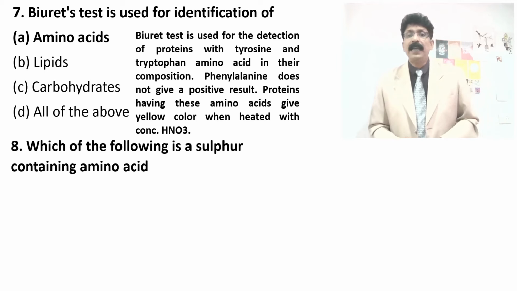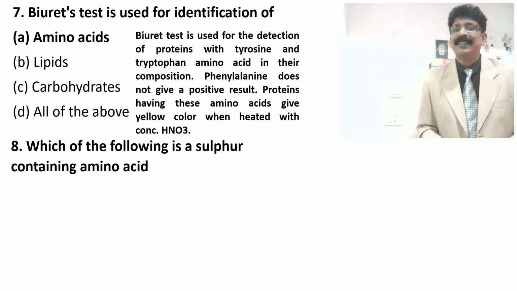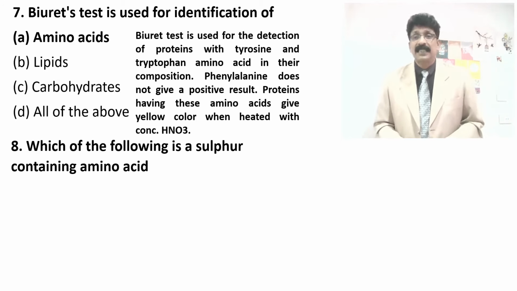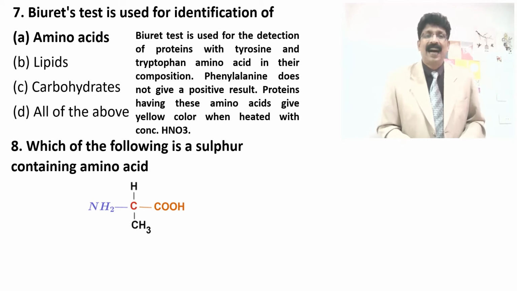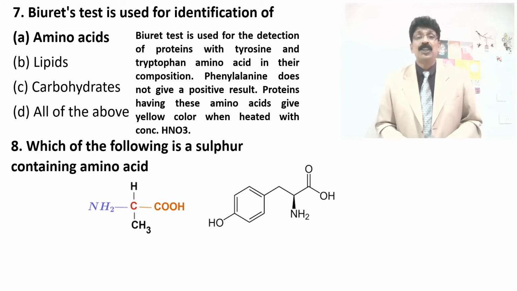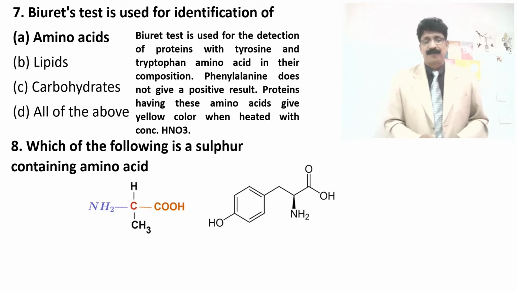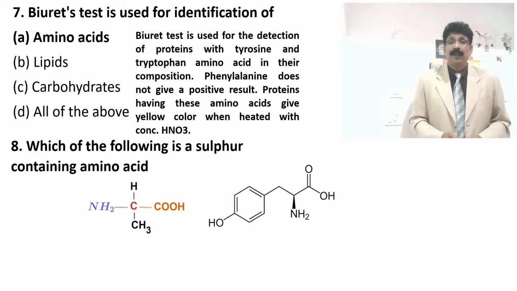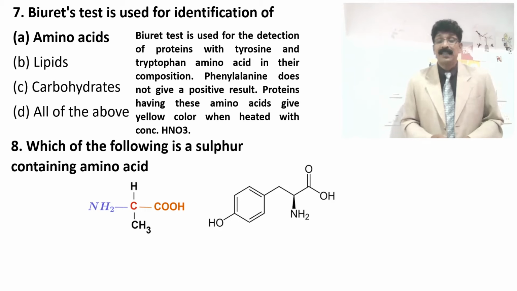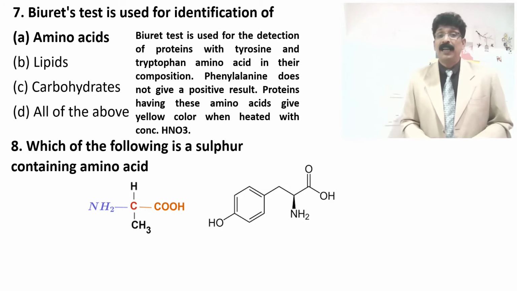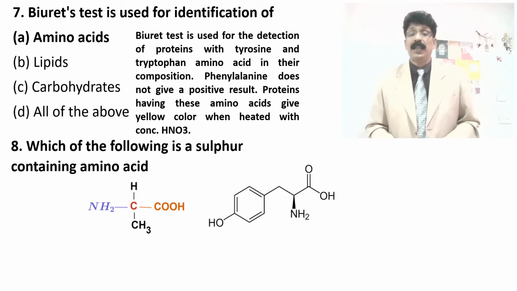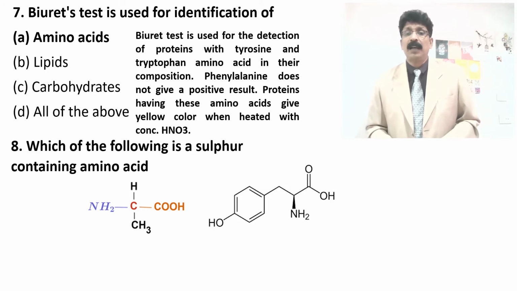Number 8, which of the following is a sulfur containing amino acid? So we should know some of the structures of the amino acids in our mind. So we know this is alanine, only NH2, CH, CH3, COOH. There is no sulfur. And this is tyrosine, a phenyl group with CH2NHCOOH, this is also not having a sulfur group.